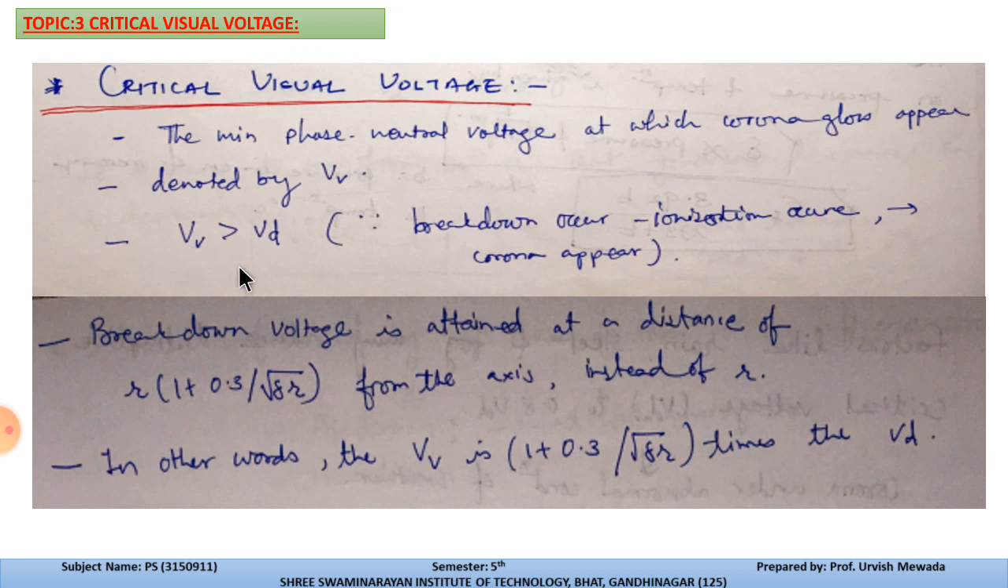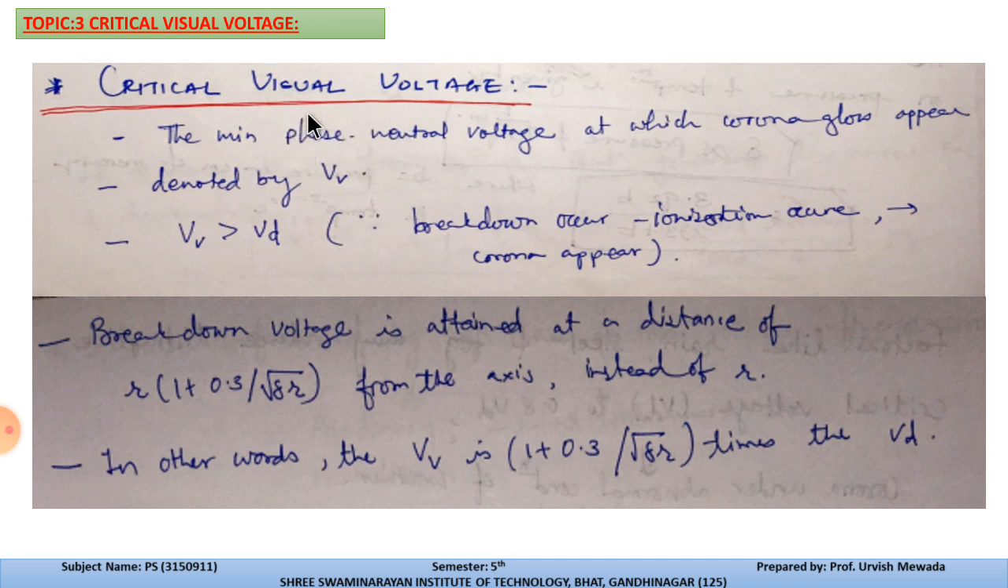So basically, the minimum phase to neutral voltage at which the corona glow appears, a faint violet color surrounding the conductor, is called the critical visual voltage. At this voltage the corona starts to appear, and we can visualize the corona. That voltage is called the critical visual voltage, and it is denoted by VV.